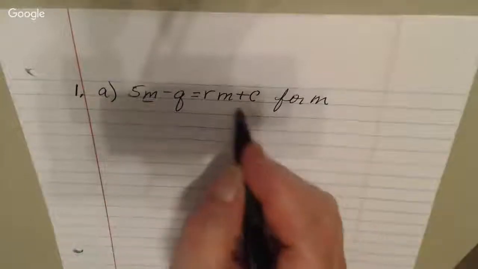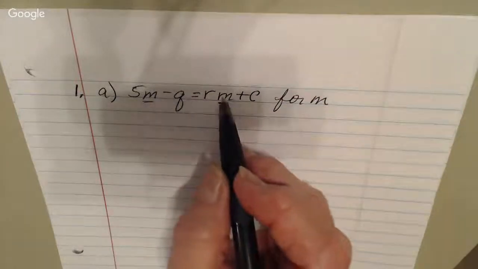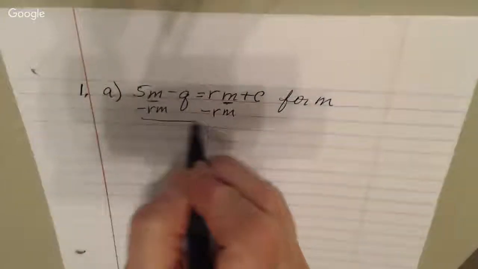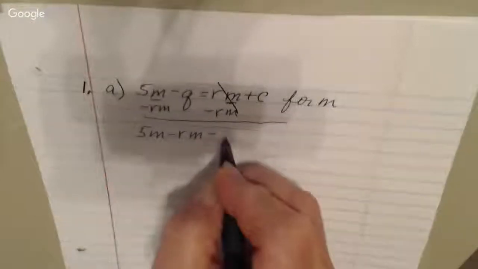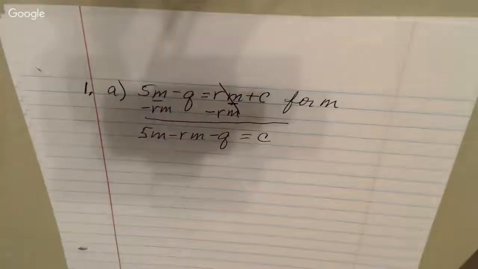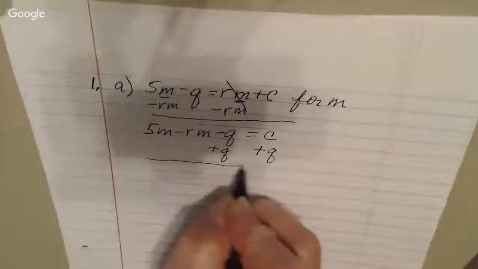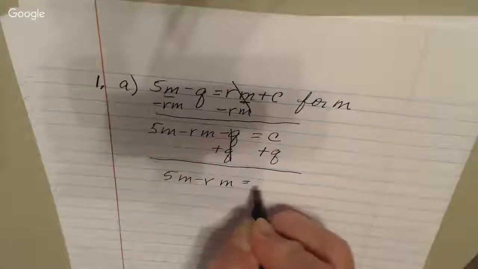What we're going to do here is just what we would do with numbers. We treat the variables like they're numbers, and we want to get the m by itself. Well, we have an m here and an m here, so we've got to group them together. We're going to move the m over here by subtracting rm from both sides. These will cancel, and now I'll have 5m minus rm minus q equals c. We don't want the q hanging out over here with our m, so we're going to add q. The q's cancel. I get 5m minus rm equals c plus q.